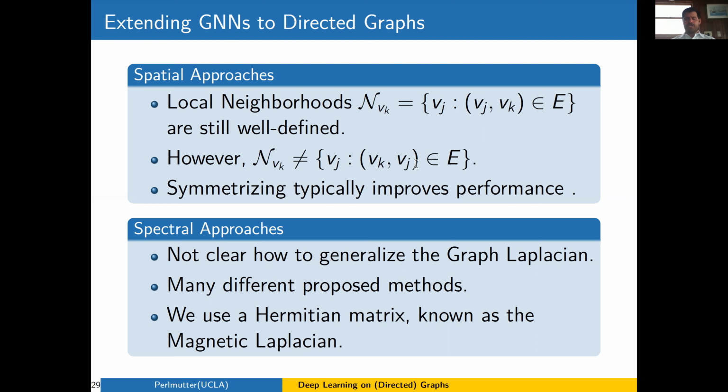So if you wanted to use a straightforward extension of a spatial network, which is based on computing averages over these localized neighborhoods, you'd have to make a completely arbitrary choice. And so in practice, it usually works better to symmetrize the adjacency matrix. Now with spectral approaches, the key will be to come up with a generalized version of the graph Laplacian. And there's lots of different approaches. We're going to focus on a complex Hermitian matrix known as the Hermitian Laplacian, or magnetic Laplacian.